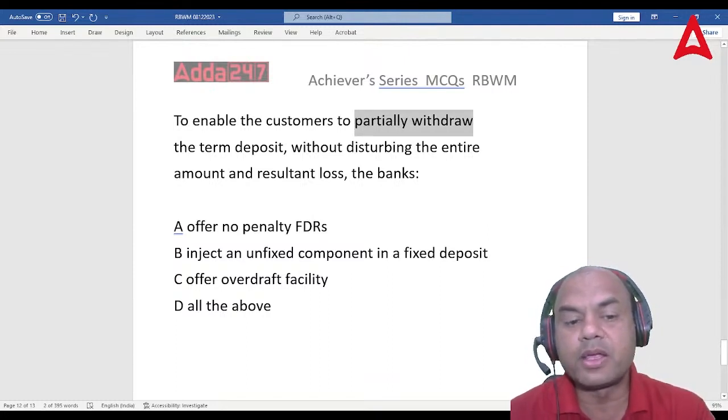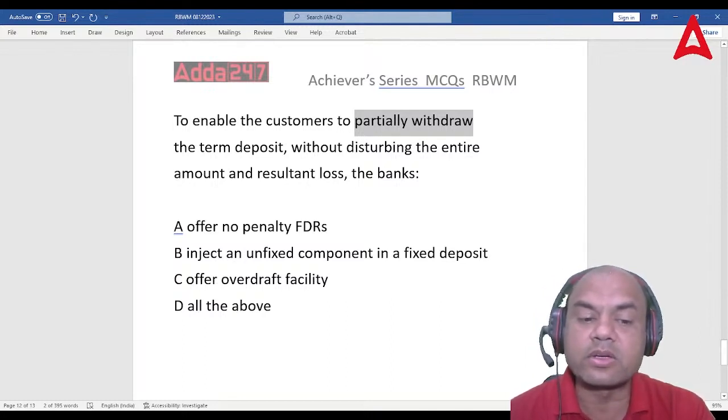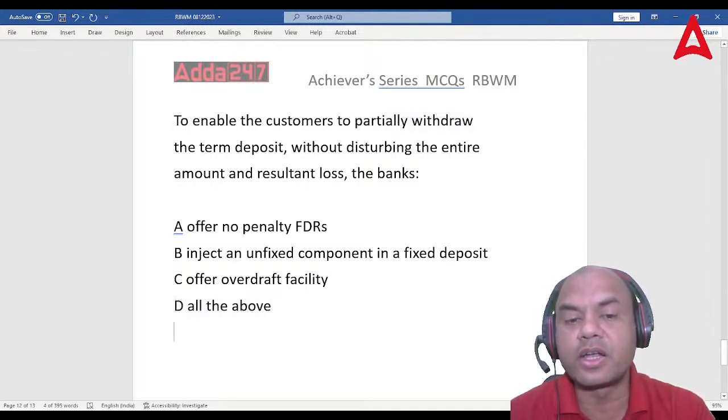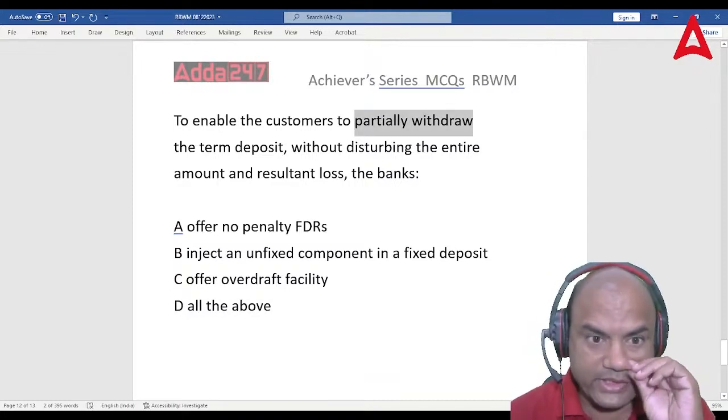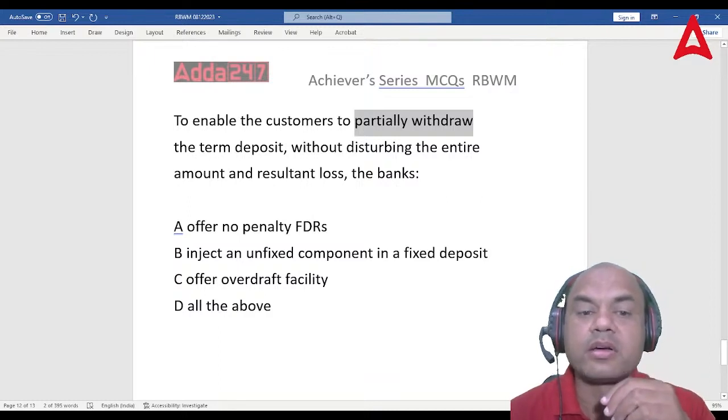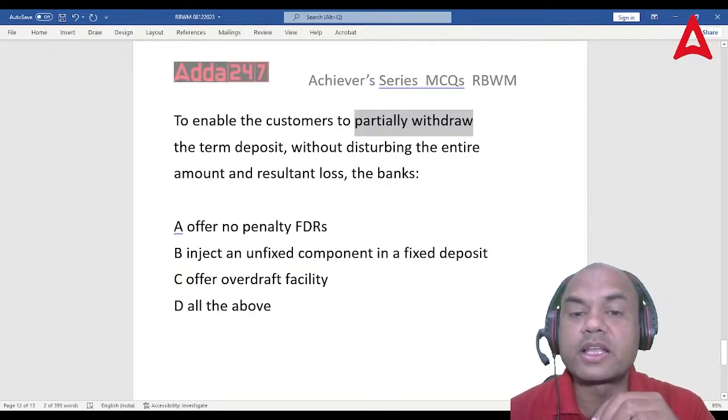Offer no penalty FDR. Inject an unfixed component in the fixed deposit, offer an overdraft facility and all of the above. All of us tend to give the answer all of the above, but the answer is not that. We want partially withdraw the term deposit. So partially withdraw without disturbing the entire term deposit. So in that case, partially withdrawing.